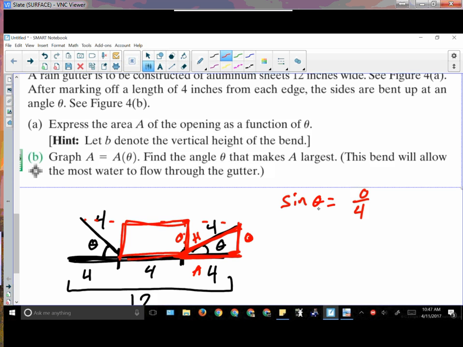So I put in a theta and I get opposite over hypotenuse, okay? That also means that if I want to figure out what the opposite is, it's simply going to be 4 sine of theta. Does that make sense to you? That is equal to the opposite. So if I want the area of this box, it's going to be 4 multiplied by 4 sine of theta. That'll give me the area of that box. Would you agree with that? Base times height, right?